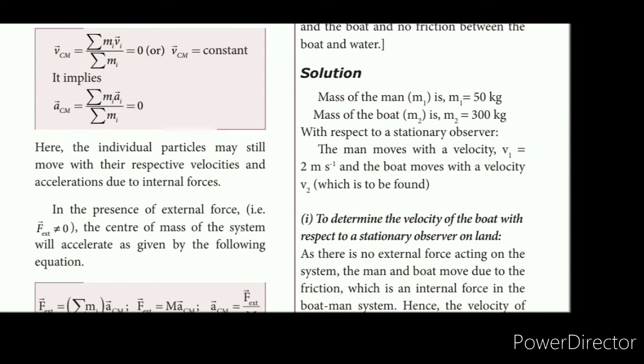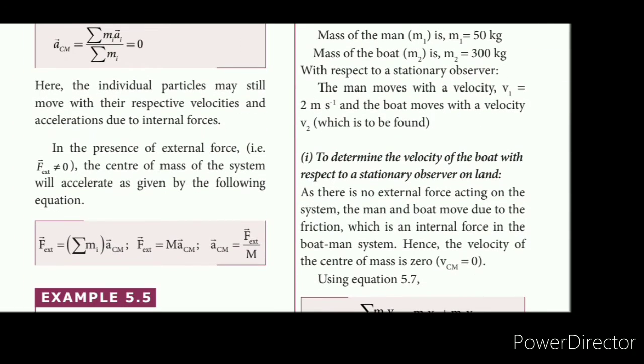And in the presence of an external force, what will happen when the external force is not equal to 0? The center of mass of the system will accelerate as follows. This is also important. F external will be equal to mass into acceleration, we know that, right? F equal to ma. So the external force will be equal to total mass into the acceleration of the center of mass. So the acceleration of the center of mass will be equal to force per unit mass.